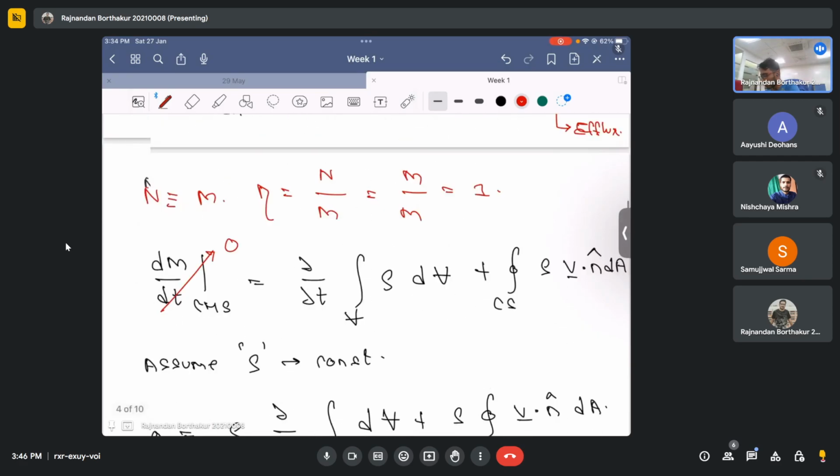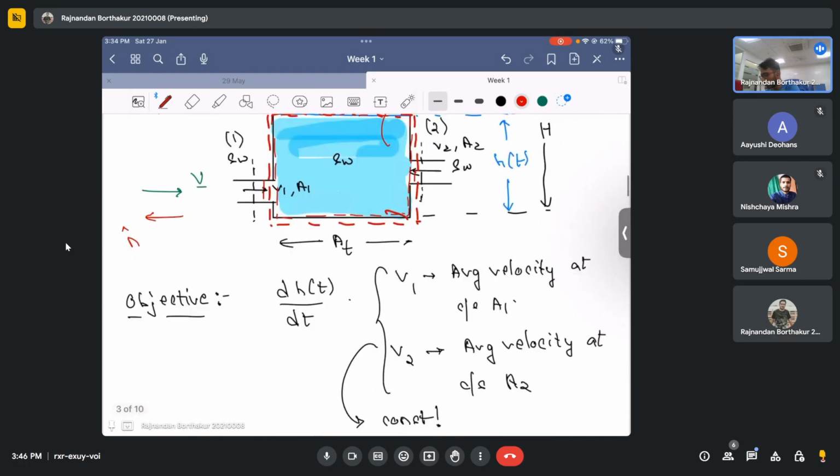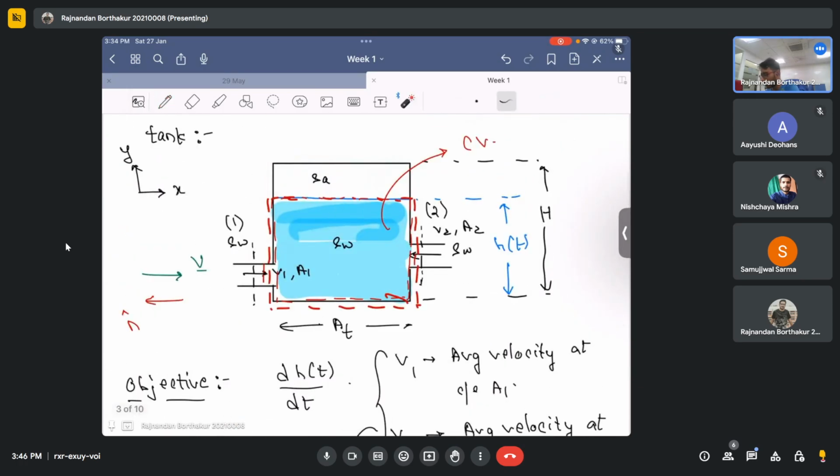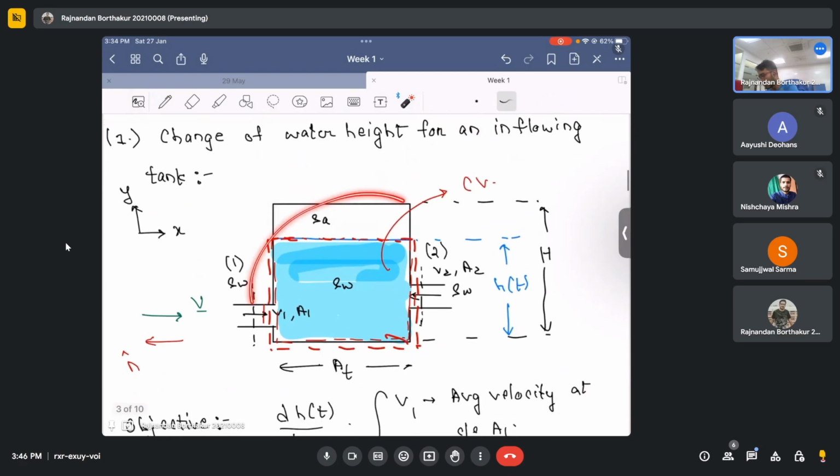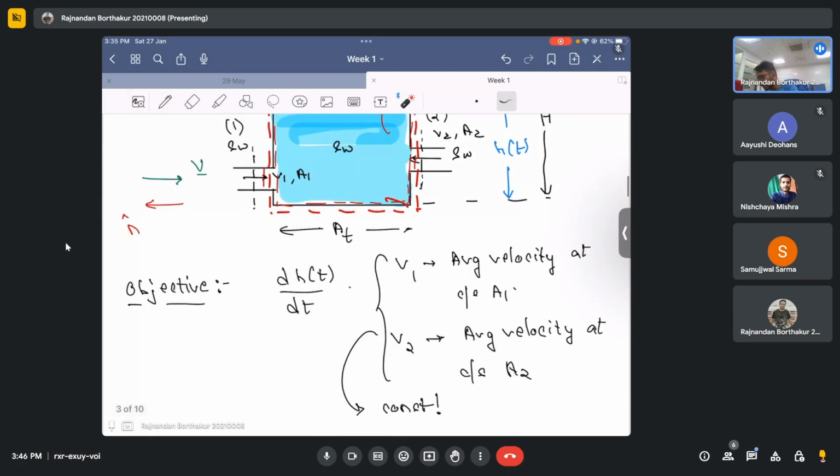So this is something that we did. I would repeat what exactly we did, such that we are on the same page. We had a tank, and we had some water coming in through a pipe, which comes inside the tank. There were two cross sections, 1 and 2. We seek to find out how this water height actually changes with time. So the objective is again to find this dh dt.